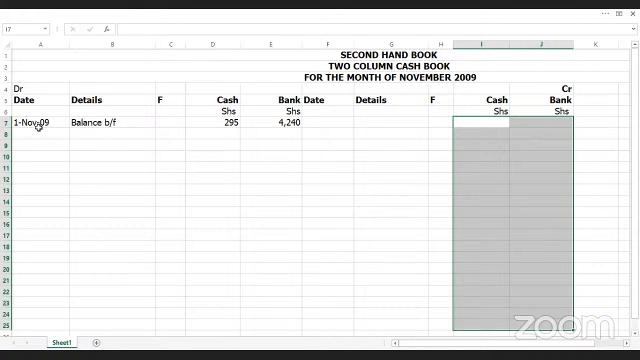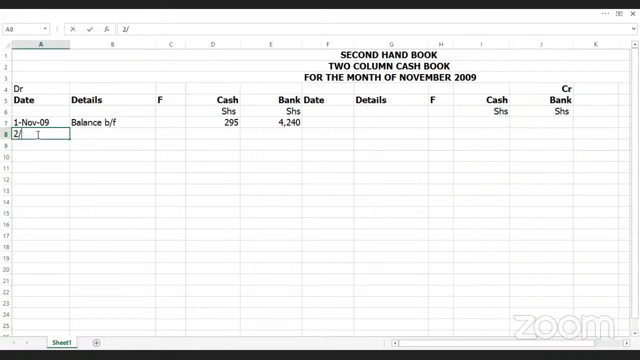So it's a receipt. The business received cash as a result of the sale that was made. So on 2nd November 2009, in the details I write sales. Then we record under which column, cash or bank? Under cash. Thank you, Caleb. A cash sale is recorded on the debit side. Cash of how much? 310.